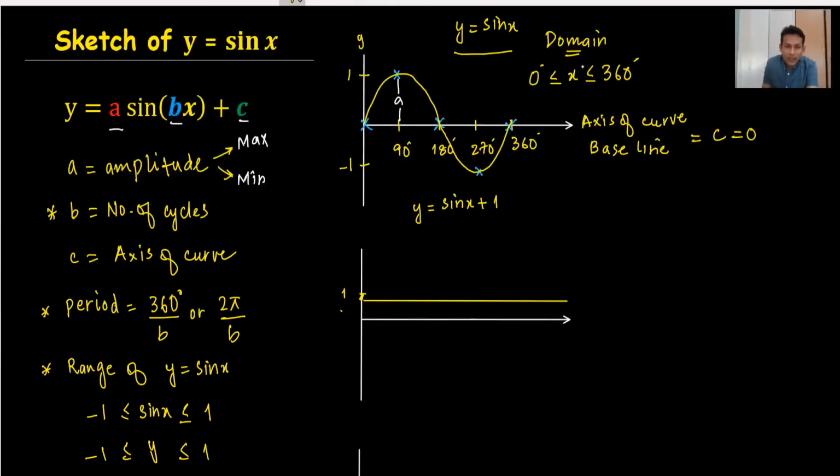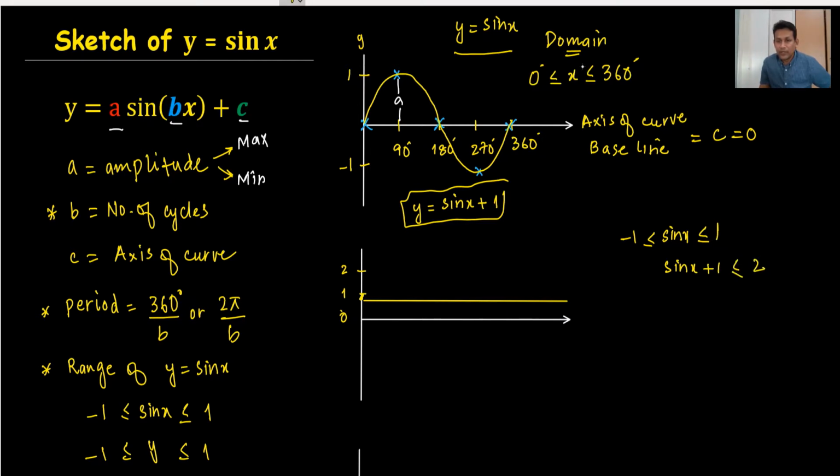Sorry, this is here 1. And from 1, I have to move up till 2 and down to 0, because you can see here, there is no amplitude. Even if you want to find the range, that is, the maximum and minimum value of this curve, you can write here, sine x is from -1 to 1. When I write +1 with sine x, I have to add +1 here also: 1 + 1 is 2, and -1 + 1 is 0. That's why 0 to 2. You can check, 0 to 2. So this is also the way to get the range.